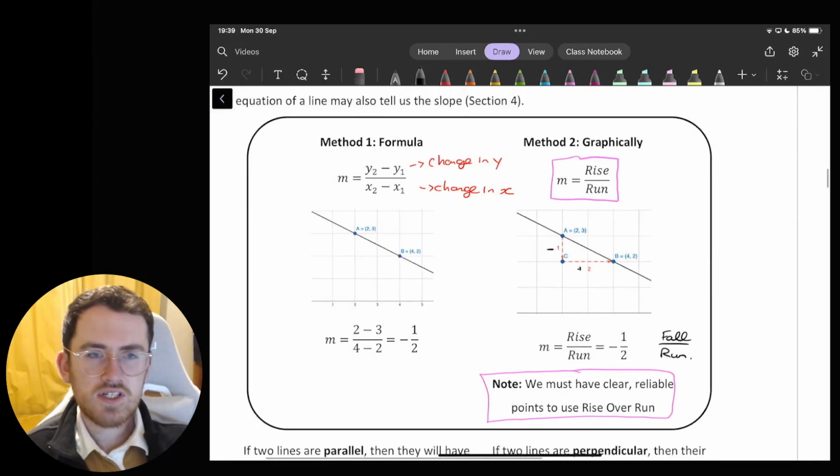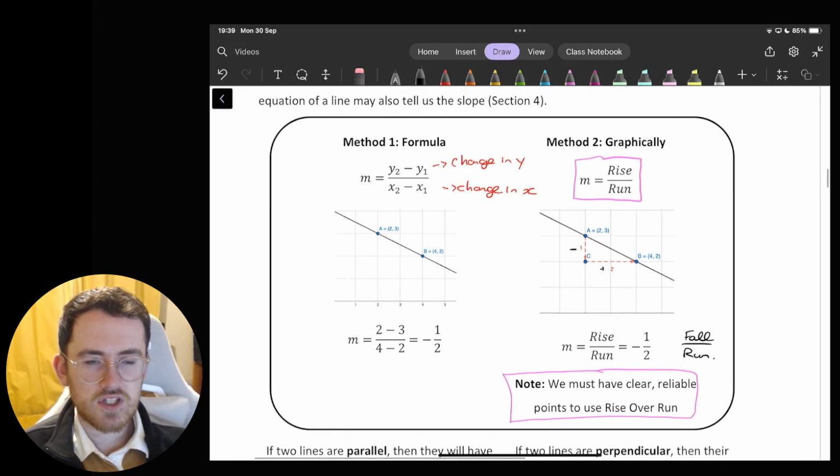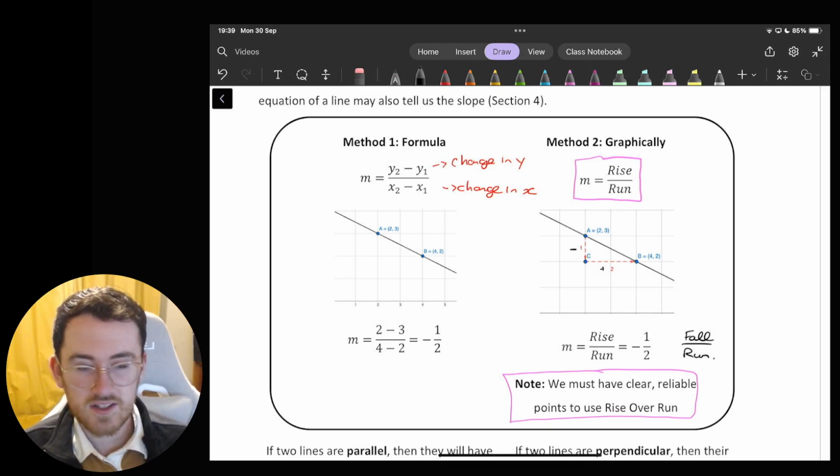Okay, so continuing on then to some extra properties of slopes. We said a slope is a measure of how steep the line is, essentially what direction or angle it's going in.